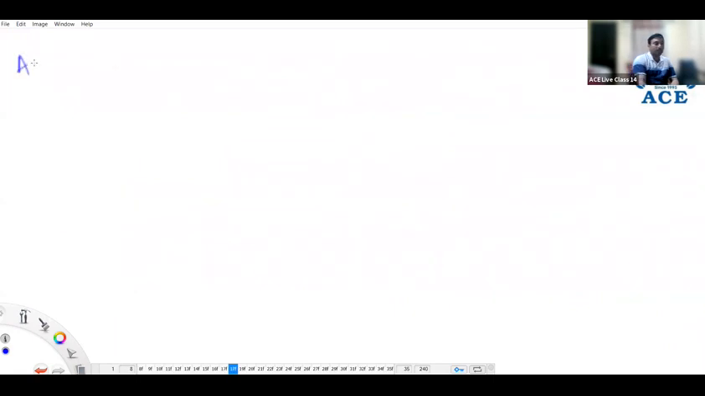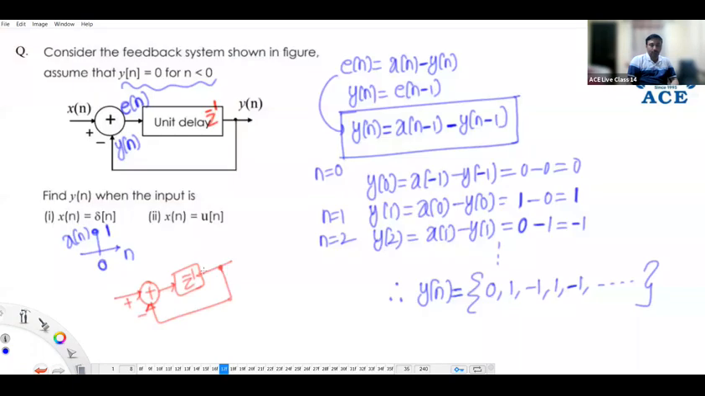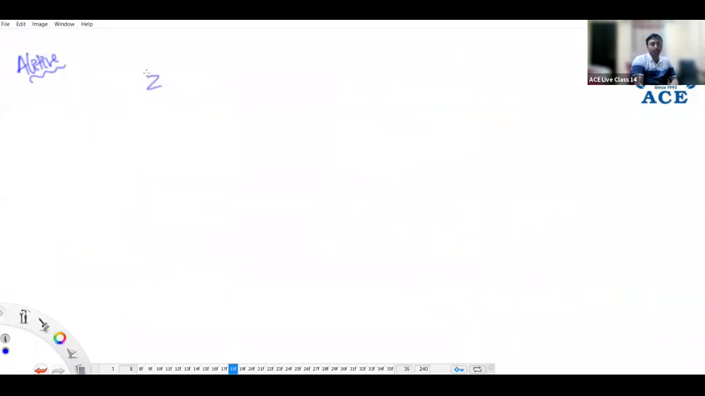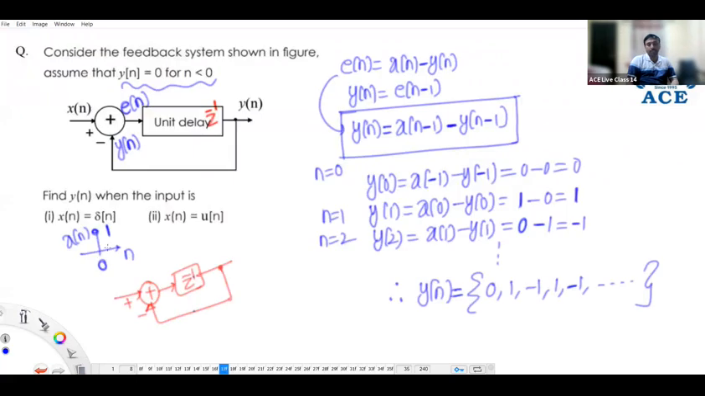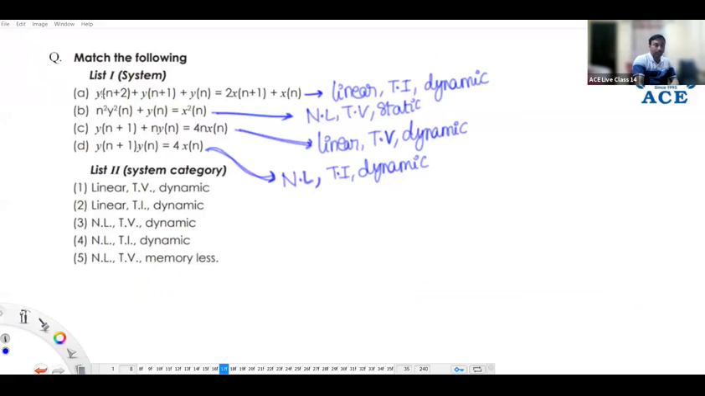What is the alternative way of answering this question? If you take this as G and this as H, the transfer function becomes Z inverse by 1 plus Z inverse, which is the transfer function of the corresponding system. That is G by 1 plus GH. For an input impulse, the impulse Z transform is 1.